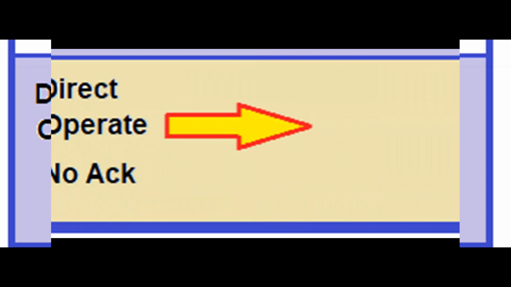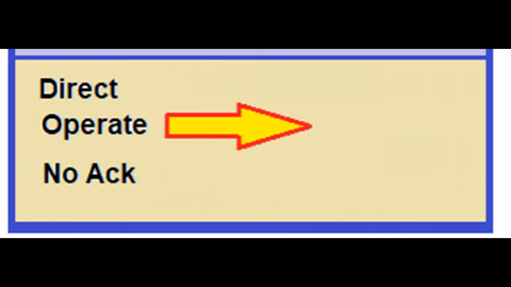The third way is similar. It is direct operate no ACK. In this way, the master sends a message to the outstation with the direct operate no ACK application function code and the output object to control. The outstation determines if the control can be processed immediately. If so, it controls the point. Whether successful or not, it does not send a response to the master.